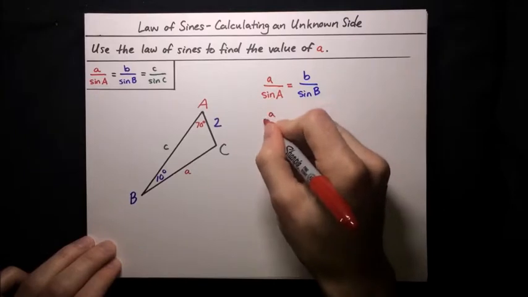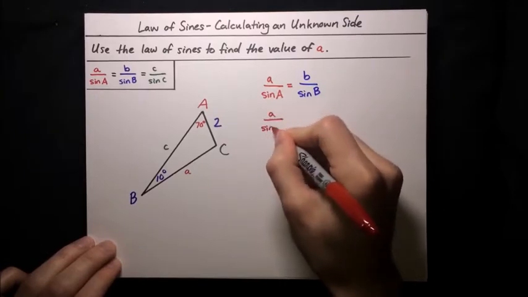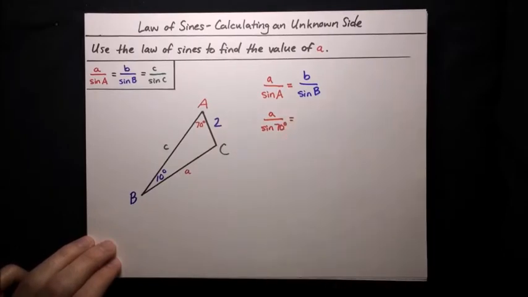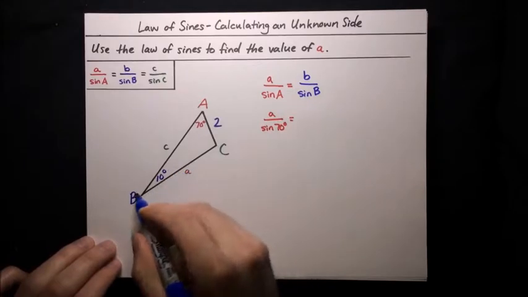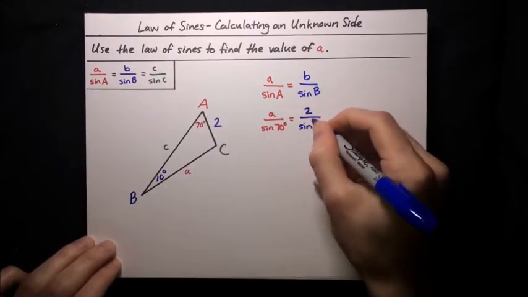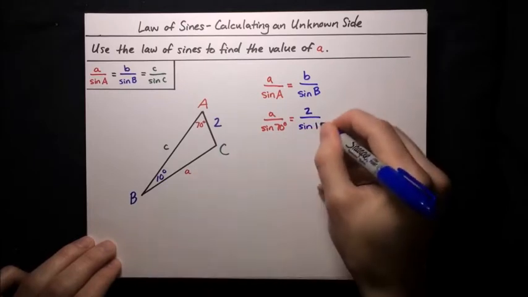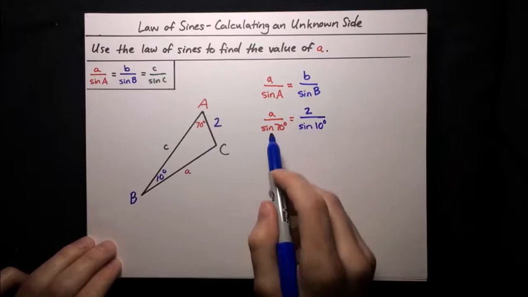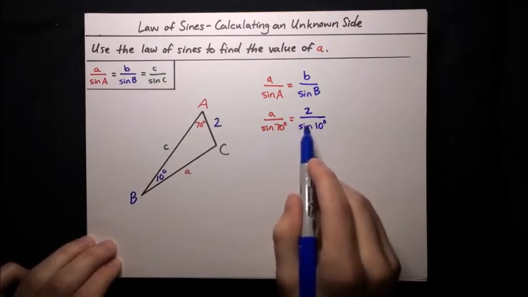So we'll have a over sine of A, and we know that angle A is 70 degrees, so a over sine of 70 degrees is equal to b over sine B. Well, b is just 2, so 2 over sine of angle B. Angle B is 10, so there we go. Now we've got an equation with just a single unknown a, and we can solve.